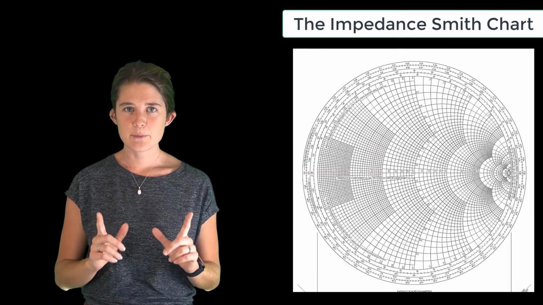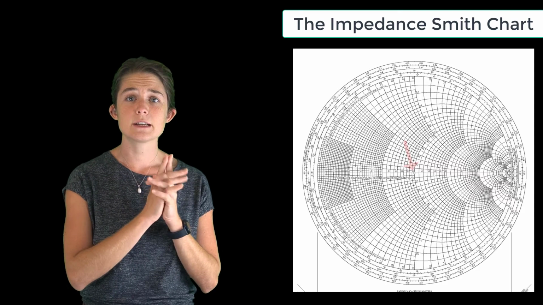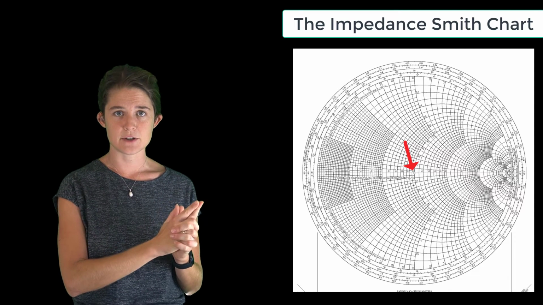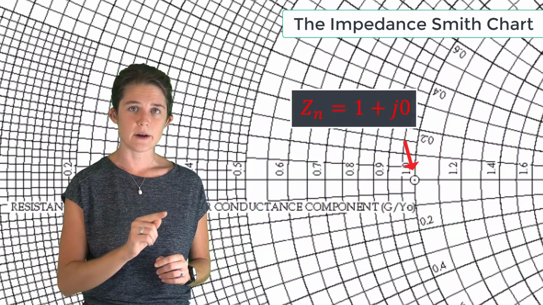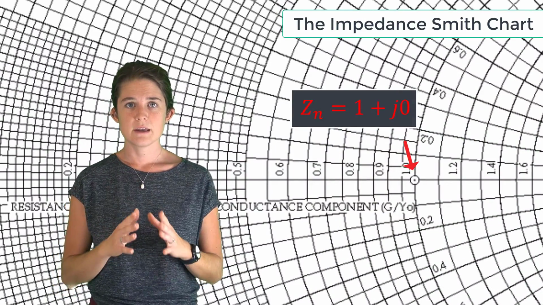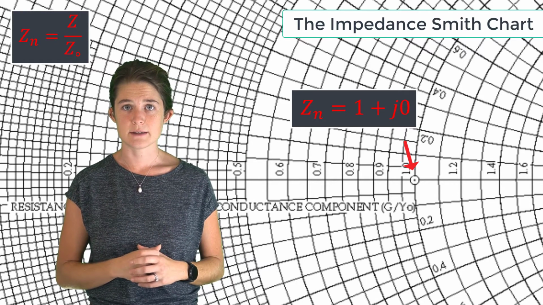Now, there are 3 points on the Smith chart that I want you to be able to identify in your sleep. The first is the center of the Smith chart. The impedance value at the center of the Smith chart is 1 plus j0. This is the location of an impedance that is exactly equal to the system impedance.